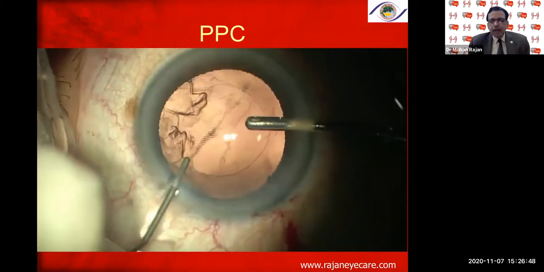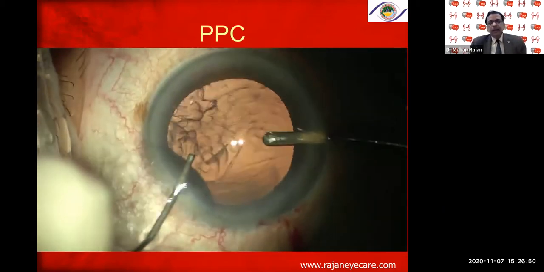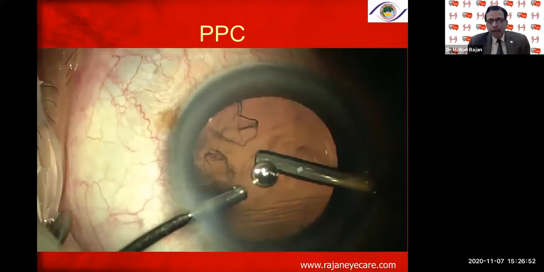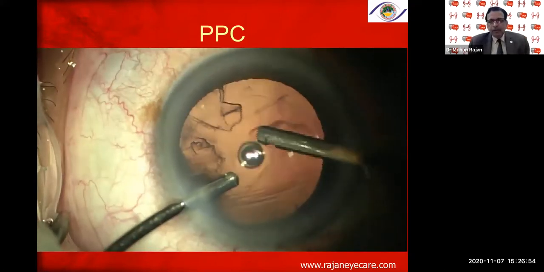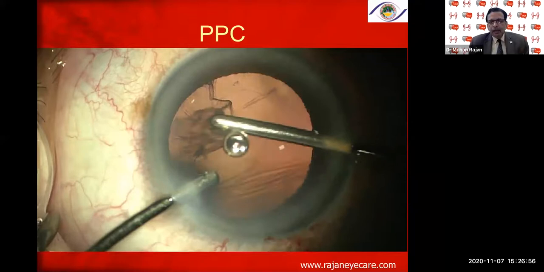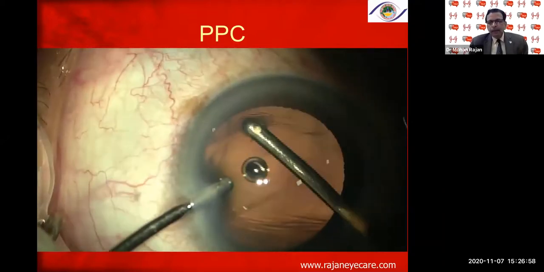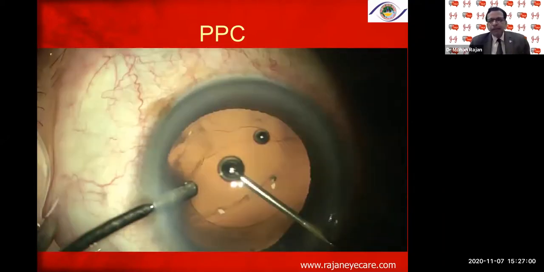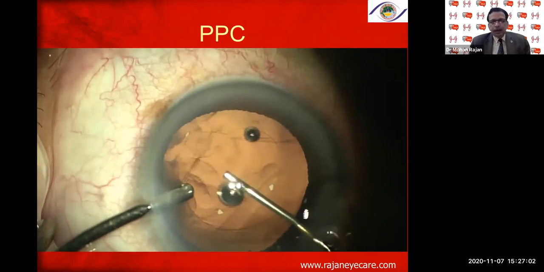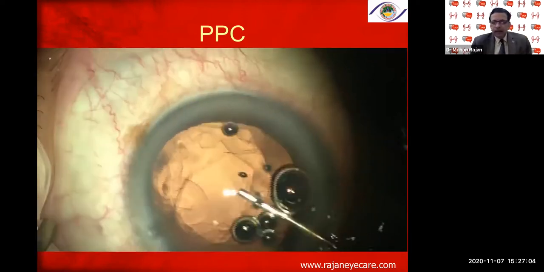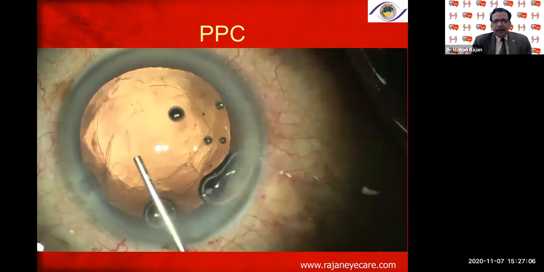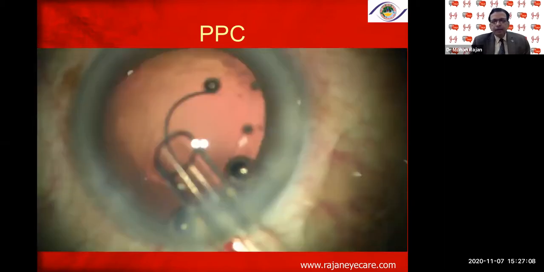You can see that the rhexis is intact, and go ahead with the cutter first, removing the vitreous which is there, and then removing the cortex. We're doing a bimanual, exchanging from the right to left. The irrigation, sometimes I bring it to the right side. The irrigation, sometimes I have it on the left side, so that I have access 360-degree without any problem.